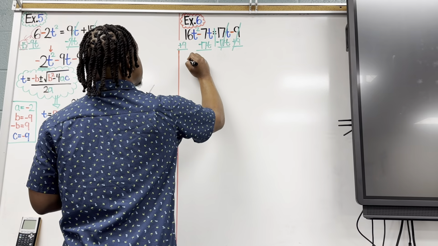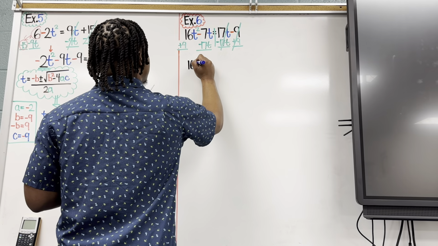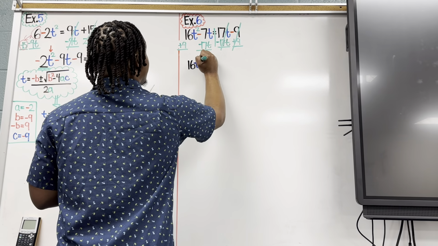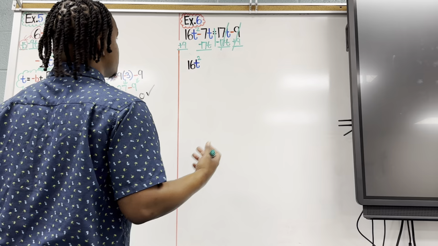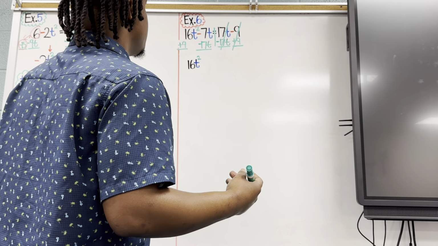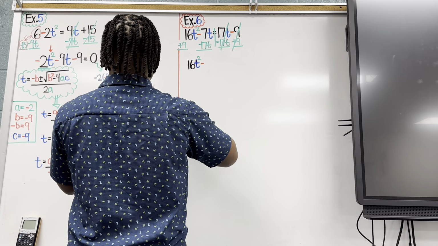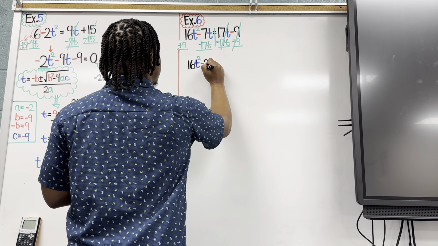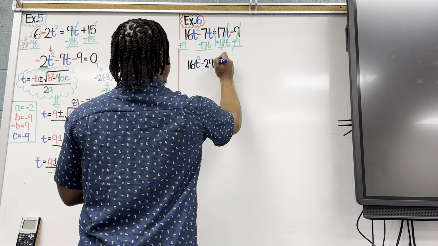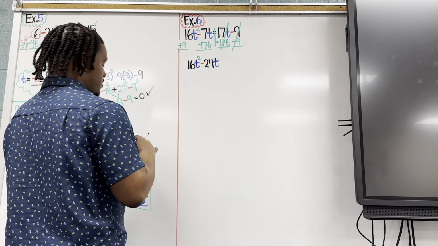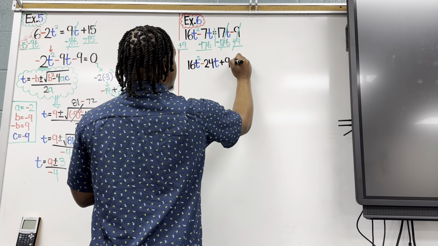So I'm going to have 16t squared, or to the second power, okay? Negative 7t minus 17t is just like saying negative 7 plus a negative 17, which is a negative 24. So that's going to equal negative 24t. And then the plus 9, right? There were no like terms over here with the plus 9, so it's going to be plus 9 equals 0.